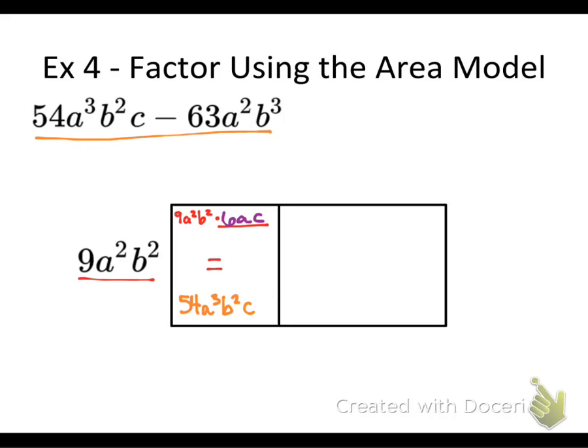So my height, oh my goodness, I am sorry. You guys know the height. The width is going to be 6ac. Because if I take 9 times 6, I get 54. A squared times a is a to the third. B squared times no b is b squared still. And no c times a c is going to be c. You said a squared times a? A squared times a combined is going to be a cubed. Always remember that now, because you asked that question.